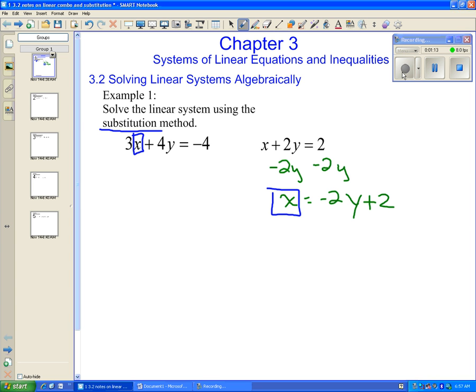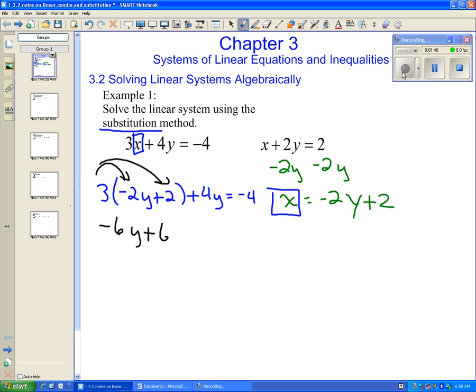I'm going to take the green x and put it into the black x and solve for y, because now I have 3 times, in parentheses, negative 2y plus 2, close parentheses, plus 4y is equal to negative 4. Right there, what I've done is I've substituted negative 2y plus 2 in for x. Why? Because they're equal. Since they're equal, I can substitute and solve. At this point, I'm going to distribute the 3. You get negative 6y plus 6 plus 4y is equal to negative 4.